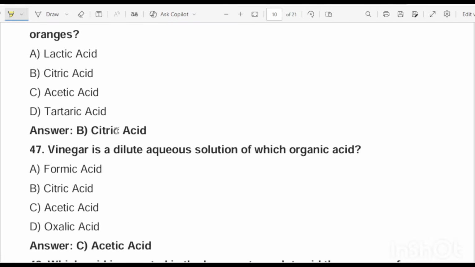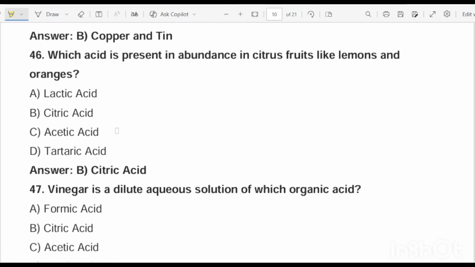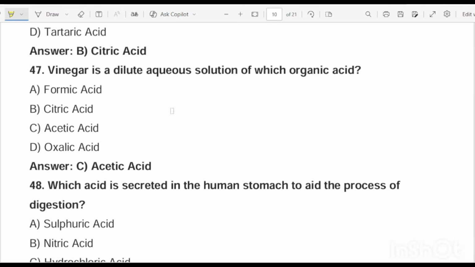Next question. Which acid is present in abundance in citrus fruits like lemons and oranges? Citric acid. So citric acid is present in lemons and oranges. Next question. Vinegar is a dilute aqueous solution of which organic acid? That means acetic acid. Option C is the correct answer.